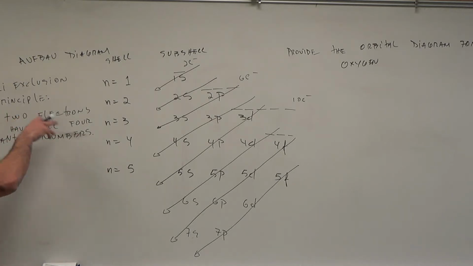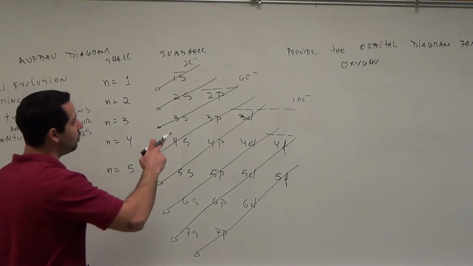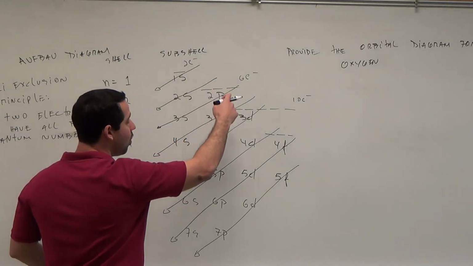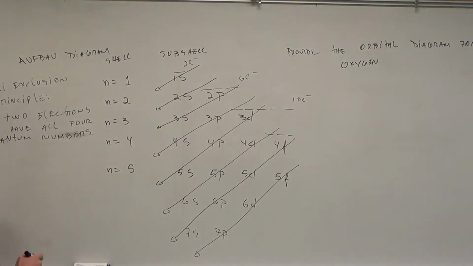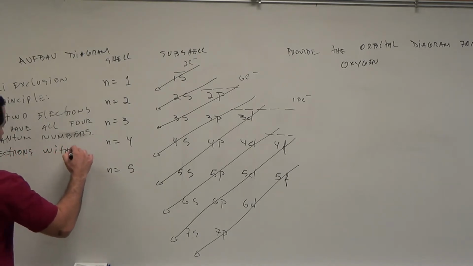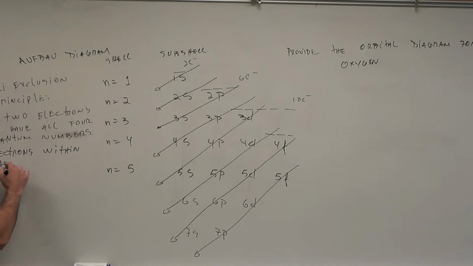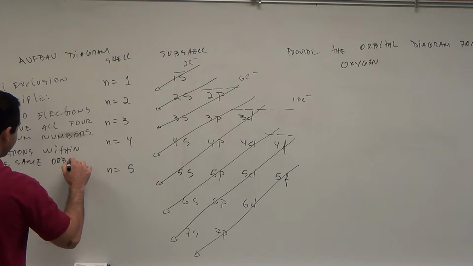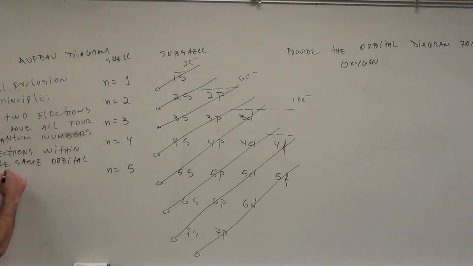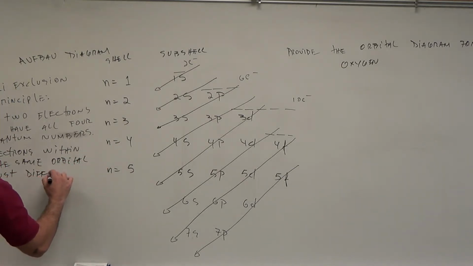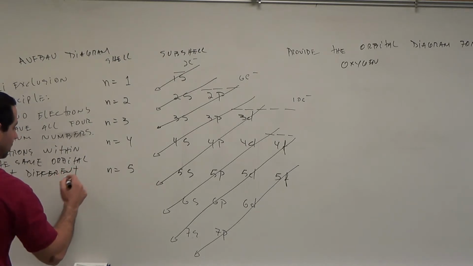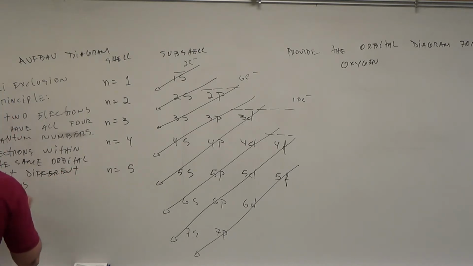What does this translate into? You can't have all four quantum numbers the same, right? And all four quantum numbers means shell, subshell, orbital, and spin. Basically, this translates into electrons within the same orbital. Electrons within the same orbital must have different what? Different spins.